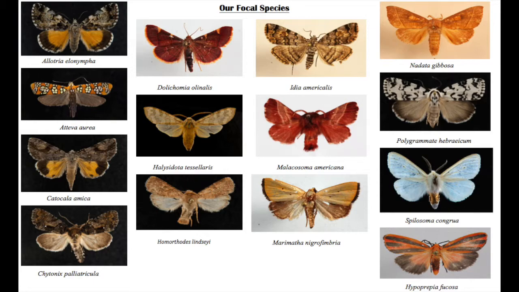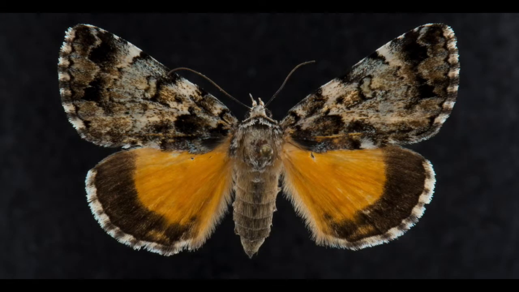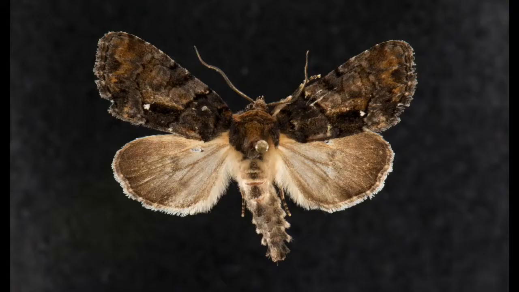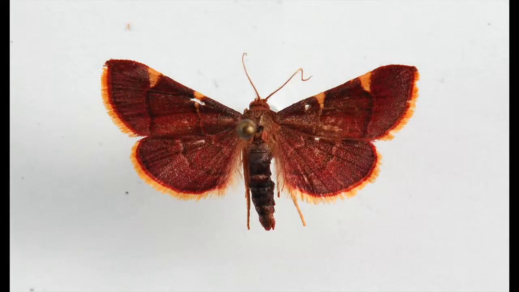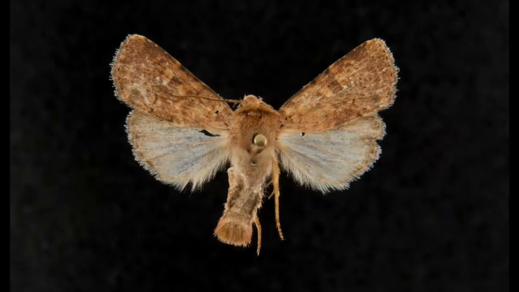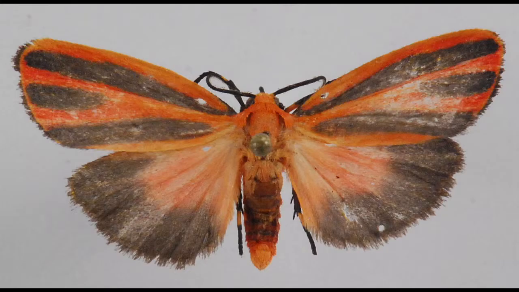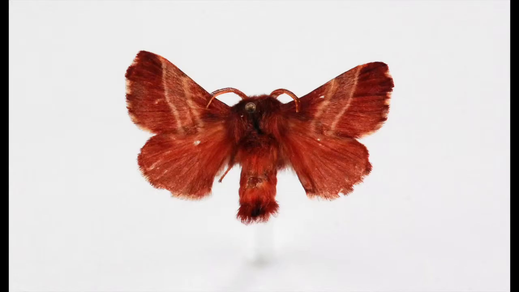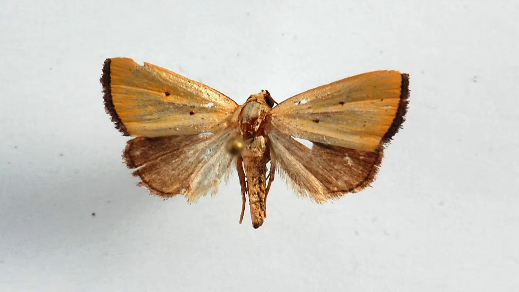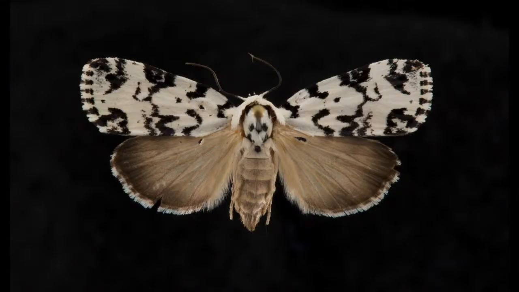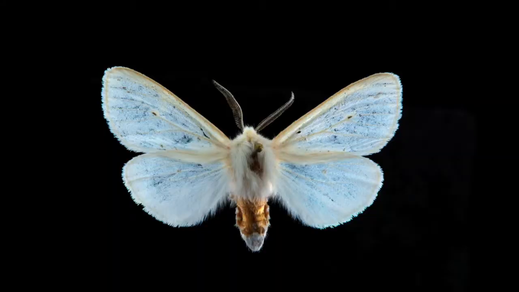Our focal species are Alotria elonympha, Ativa aurea, Catocala amica, Chytonix palintricula, Dolicholia olinalis, Halcidota tessellaris, Hormothodes lindsay, Hypoprepia fucosa, Idia americalis, Malacosoma americanum, Marymotha nigrofimbria, Nodata gibosa, Polygrammate hebraceum, and Spilosoma congrua.